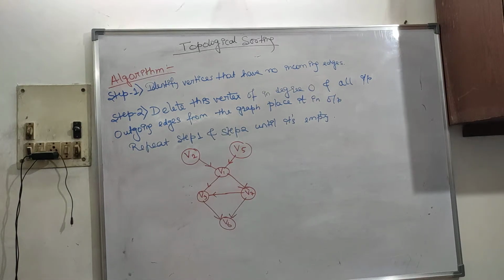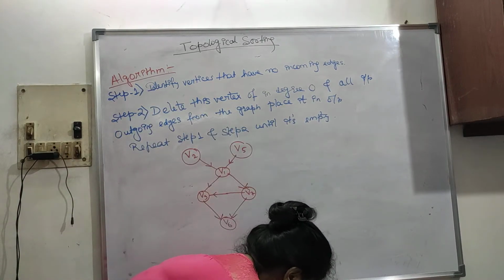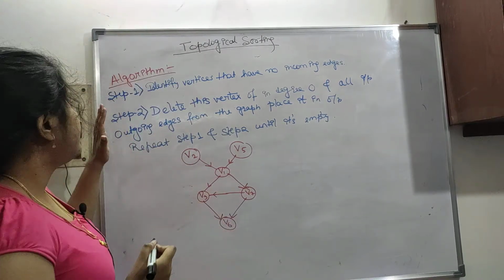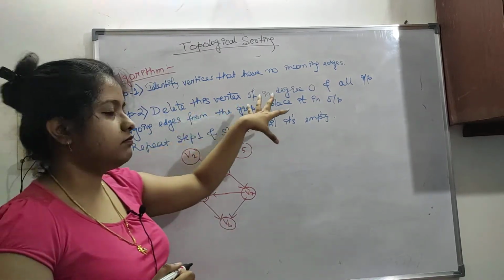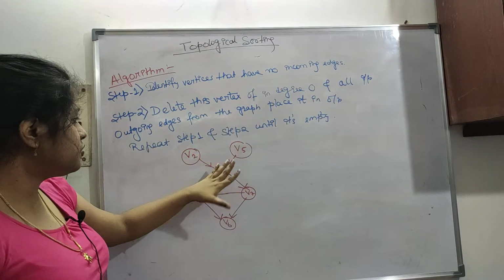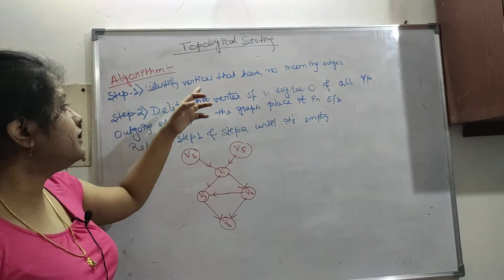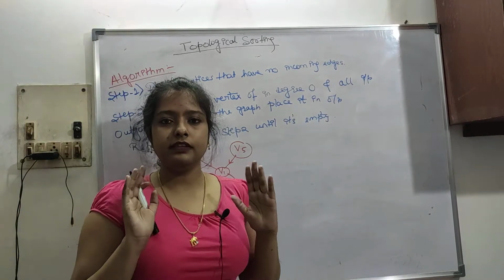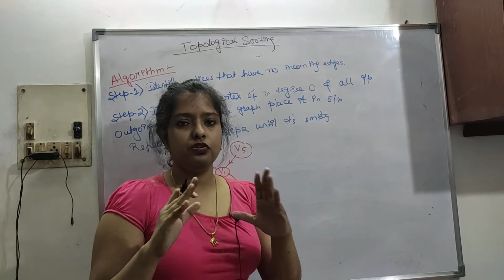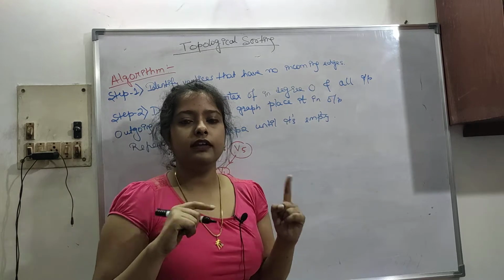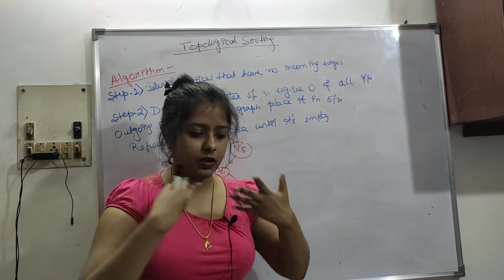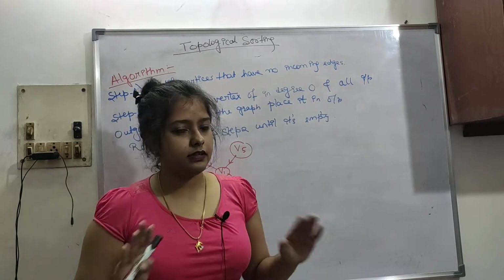So now our next topic is topological sorting. So what is it? Let's see the algorithm. Don't focus on the algorithm, I will show you the steps. First, identify the vertices that have no incoming edges, or in-degree 0, nothing is incoming to those vertices. Outgoing is possible, but incoming is nothing.